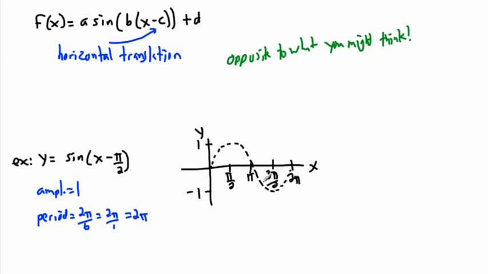Now, why did I draw a dotted line? Because that's not the whole graph. We want the whole graph, but we want to do something to it. This one right here, what does this mean? Well, you would think, oh, negative. And I know it's horizontal, so if it goes negative, I would think it goes to the left, but it's opposite to what you might think.